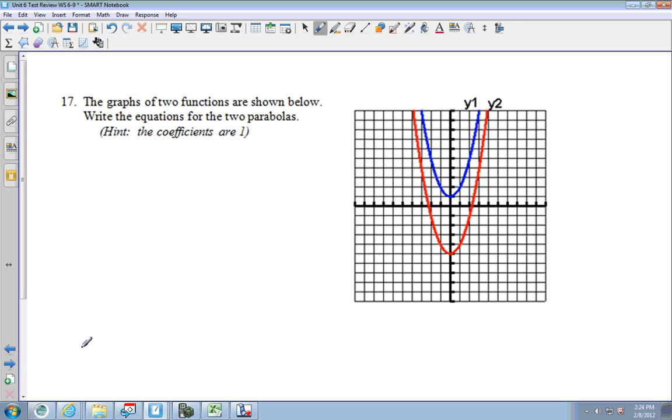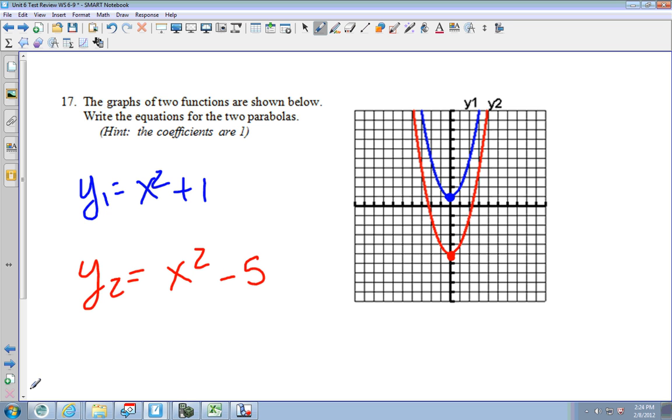Next, the graphs of two functions are shown below. Write the equations of the two parabolas. It says, hint, the coefficients are 1. So y1, if the coefficients are 1, I'm going to start off with x squared. And then I'm going to look at the vertex. The vertex is +1, so I have x squared plus 1. y2, again, the coefficient is 1, so I start off with x squared. 1, 2, 3, 4, 5. That's at -5, so it's -5.